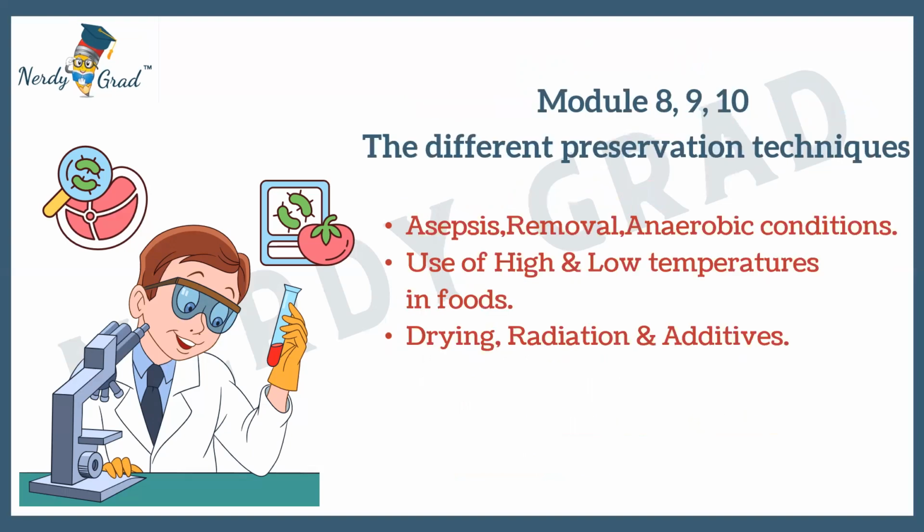Modules 8, 9, and 10 fall under the major group, that is the different preservation techniques that we use in food microbiology. First we have asepsis, removal, and different anaerobic conditions. Second, we have use of high and low temperatures in foods. And third, we have drying, radiation, and additives. All these techniques are used in the preservation of foods.